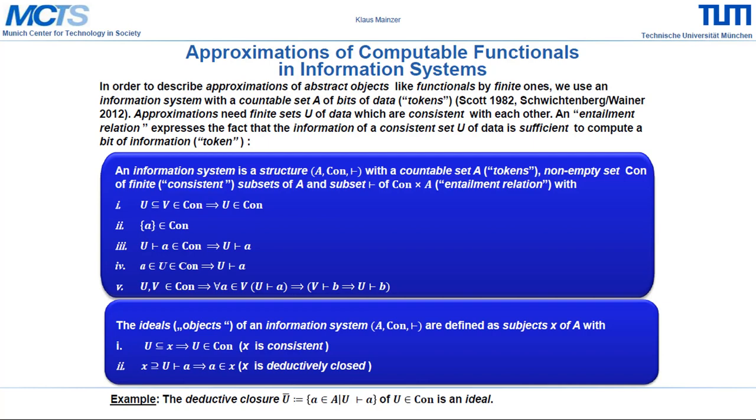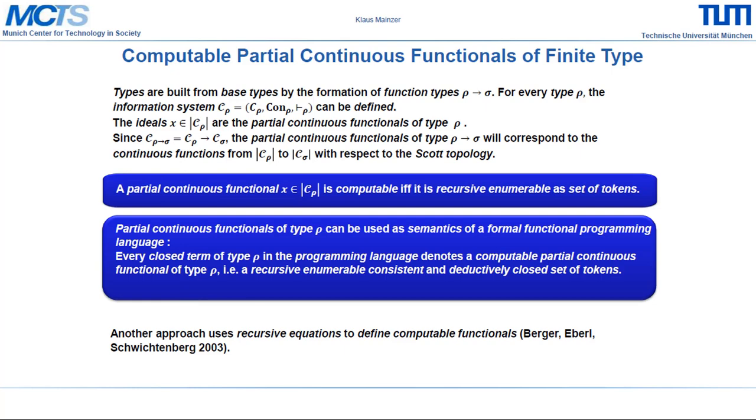An entailment relation expresses here the fact that the information of a consistent set of data is sufficient to compute a bit of information. And interesting objects are the ideals of an information system satisfying some conditions of consistency and deductive closure. That is interesting because the information systems can be typed, and the ideals of the typed information systems are exactly the partial continuous functionals of that type. And the partial continuous functional of a certain type is computable if it is a recursively enumerable set of tokens. These partial continuous functionals of certain types can be used as semantics of a formal functional programming language.